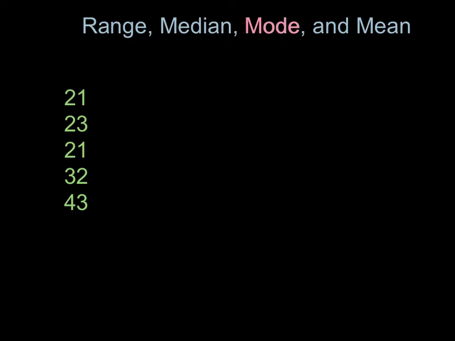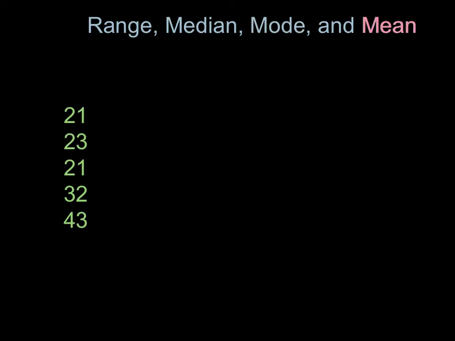Alright, next up is the mode. And the mode is how often a number shows up. So you want the most often, the most frequent number. So if you look at the numbers that we have here, it looks like they're all different except for the number 21. So that would automatically make 21 your mode because it shows up more than the other numbers.